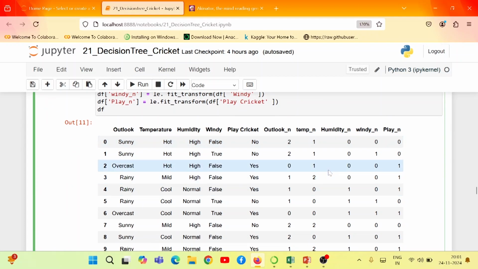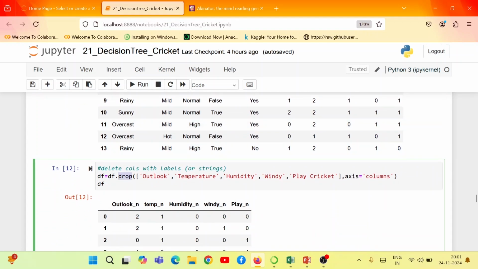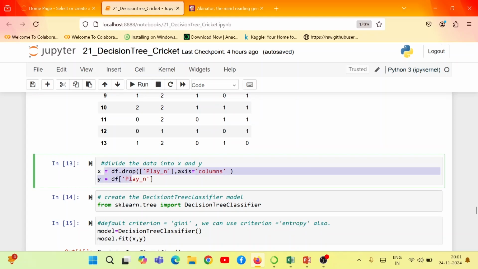Now since all these 5 columns have been converted into numeric, let us delete the original columns, because we have converted them into numeric ones. We will keep only the last 5 columns, which contain the numeric data type. The remaining ones we are dropping, right? So that one we have dropped over here, with axis equal to column, meaning the entire column is dropped. After that, let us divide the data into independent variables and the dependent or target variable. So that one we have done over here.